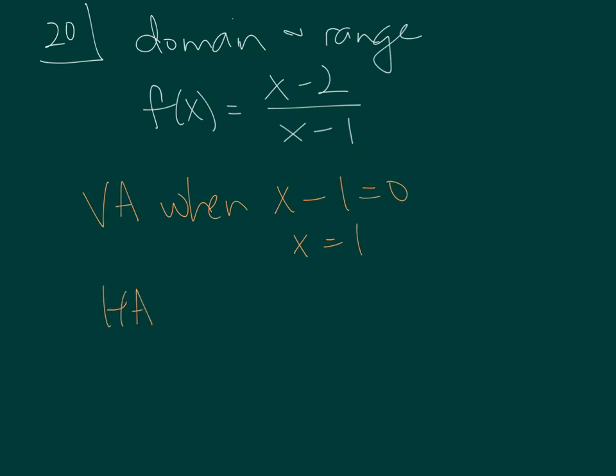So for the horizontal asymptote, one of the strategies we used in class was to divide each term by x. So when you divide x by x, you get 1. When you divide this x by x, you get 1. So this would be 1 over 1. When you divide minus 2 by x, you're going to get something that's coming close to 0 as x gets very large. And same thing here. So then our horizontal asymptote will happen with 1 over 1.